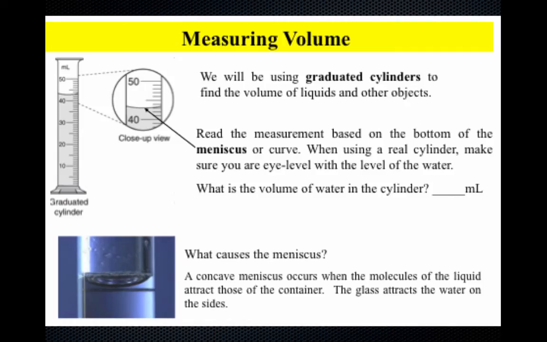To measure the volume of liquids and other objects in our lab, we're going to be using a graduated cylinder. And when you read the measurement on a graduated cylinder, make sure that you're reading at the bottom of the meniscus, in other words, the bottom of that curve. When you are using a real cylinder, you need to be at eye level with the level of the water to make sure that your reading is accurate. The question there asks, what is the volume of water in the cylinder?